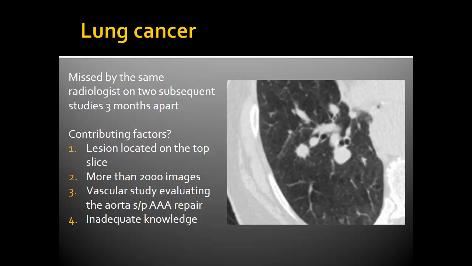Let's think about the contributing factors for this miss. Could it be that the lesion was located on the top slice? Is it that there were more than 2,000 images in this exam? Is it because the study was performed as a vascular study evaluating the aorta after AAA repair and not for lung cancer screening? Or is it because of inadequate knowledge of the radiologist? Well, it turns out that the top 3 contributing factors are very common causes of perceptual errors. However, inadequate knowledge is rarely a cause of error.